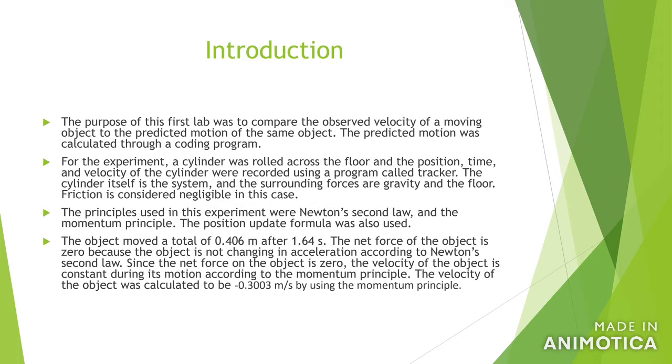The purpose of this first lab was to compare the observed velocity of a moving object to the predicted motion of the same object. The predicted motion was calculated through a coding program. For the experiment, a cylinder was rolled across the floor, and the position, time, and velocity of the cylinder were recorded using a program called Tracker.